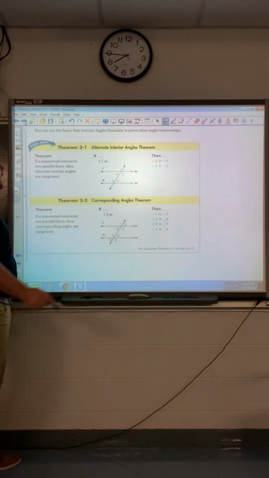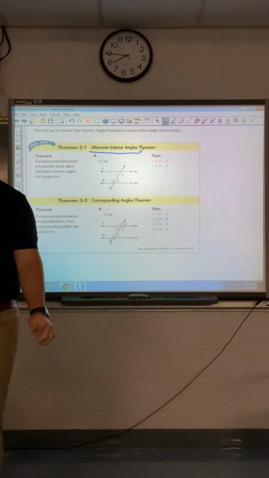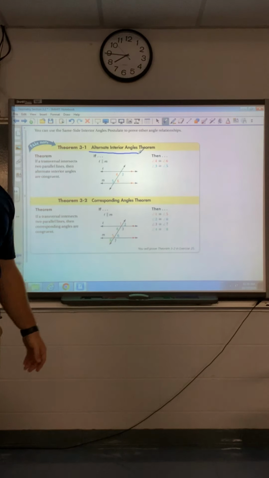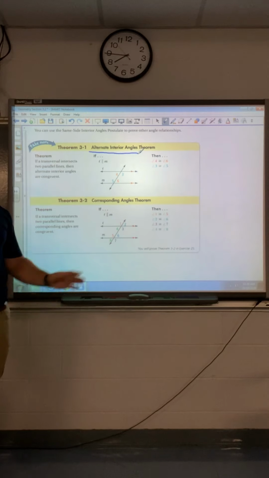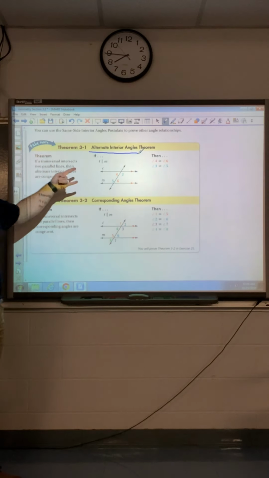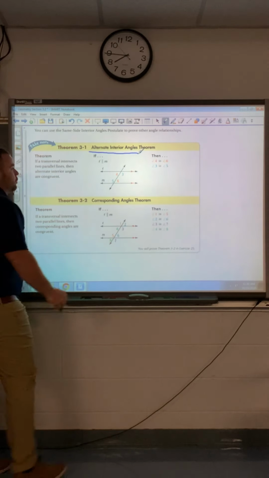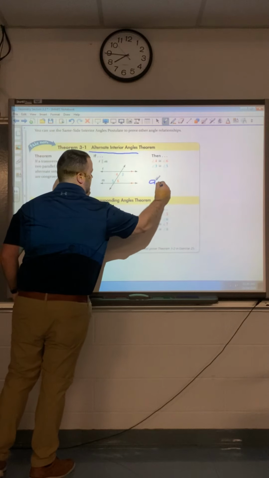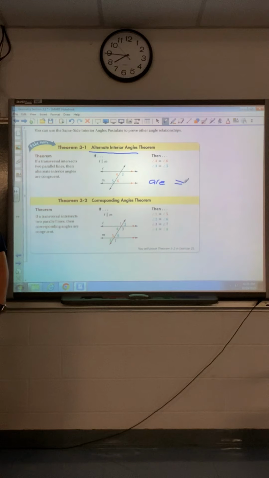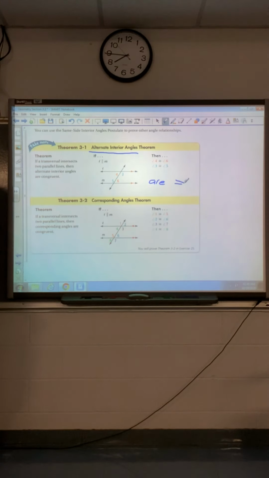All right, alternate interior angles. You've already written it down; you just have to write one little part. Now this is only true if the lines are parallel, if the transversal goes through parallel lines, which most of the time it will. Alternate interior angles are equal to each other. They're the same.